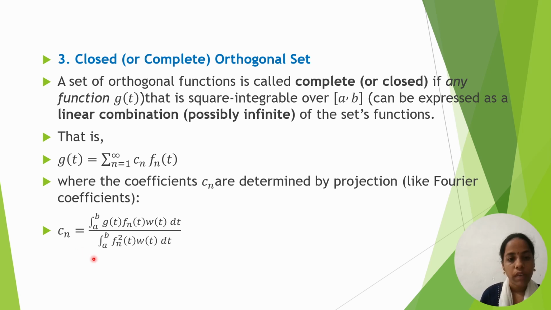Next, the formula for the orthogonal set. cn equals the integral from a to b of g of t, fn of t, w of t dt, divided by the integral from a to b of fn square of t, w of t dt. This is the formula for the orthogonal set.